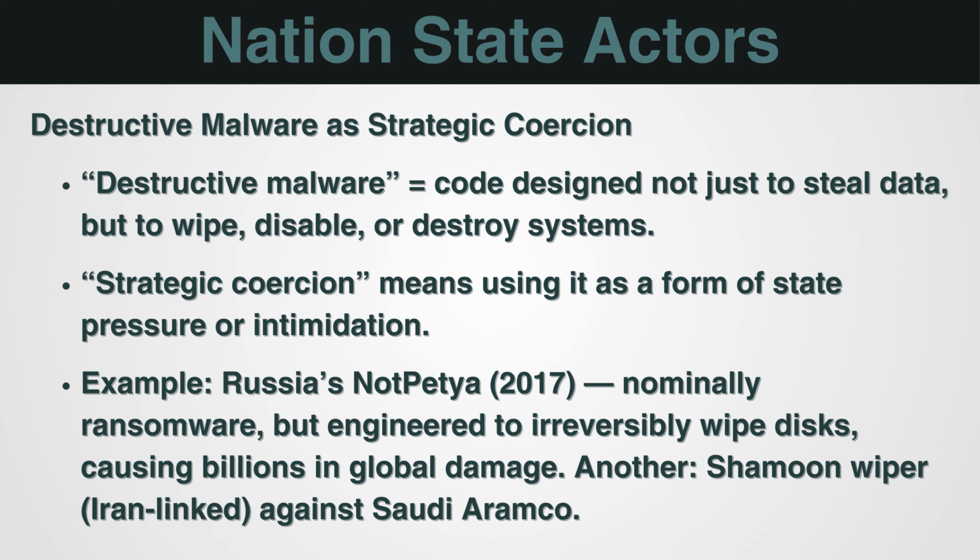Strategic coercion means using it as a form of state pressure or intimidation. An example is Russia's NotPetya in 2017, nominally ransomware, but engineered to irreversibly wipe disks, causing billions in global damage. Another is the Shamoon wiper, which was Iran-linked against Saudi Aramco.